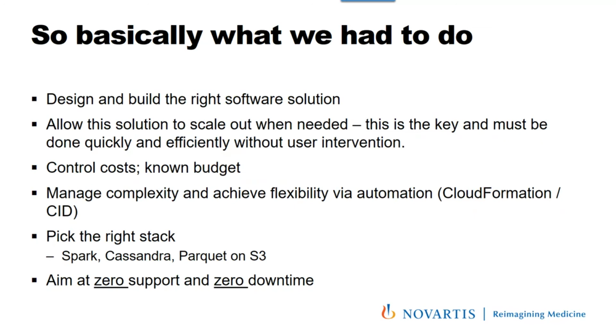Semi or full automation by using infrastructure as code, CloudFormation, CI/CD, Jenkins, etc. And of course, choosing the right stack for the right job. This is why we ended up choosing Cassandra and Spark and not some other managed or non-managed piece of software. And last but not least, we were asked to aim at zero support and zero downtime.